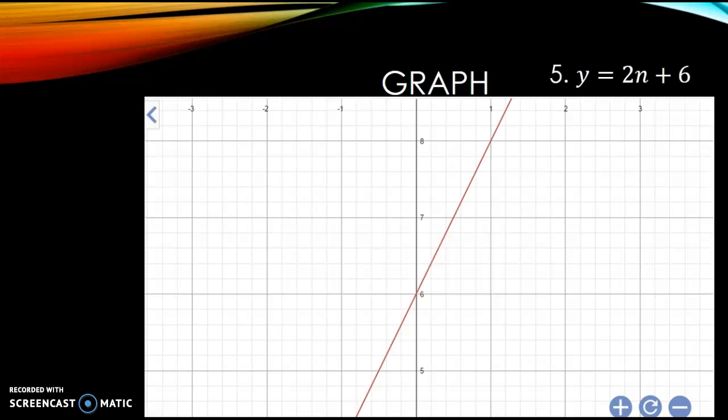Graph number 5. Y equals 2n plus 6. In order to graph this, you will first have to use your y-intercept, which is 6. So you find 6 on your graph, which is right here. Then you have to use the slope in order to make 2 points. So your slope is 2. So starting from 6, we go up 2, 1, 2, and over 1. And this is the line of y equals 2n plus 6.